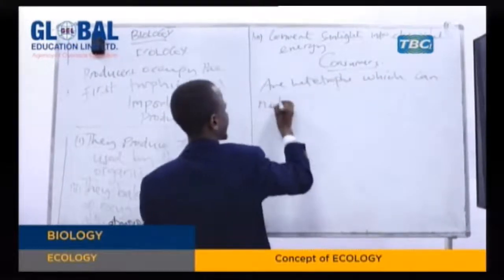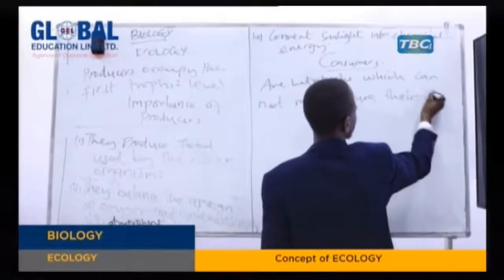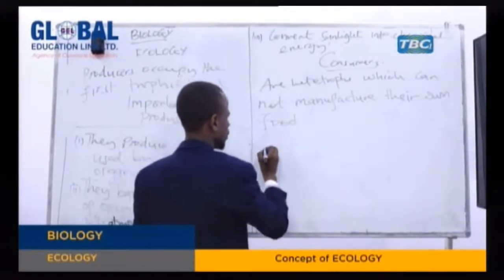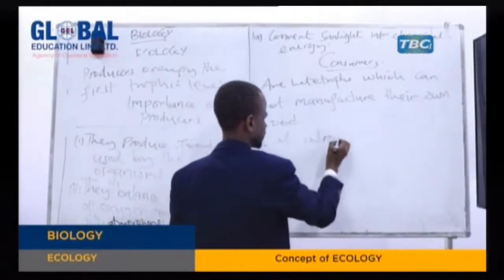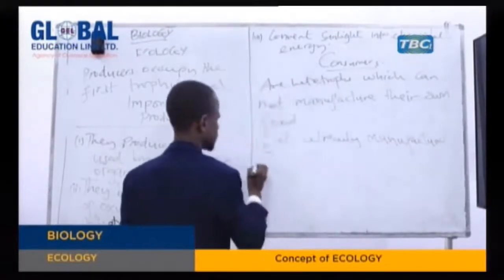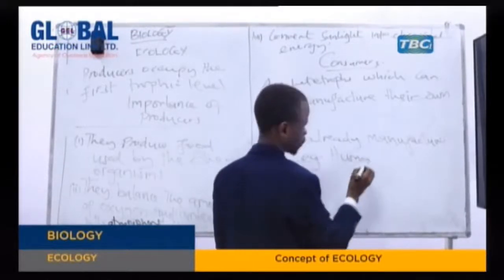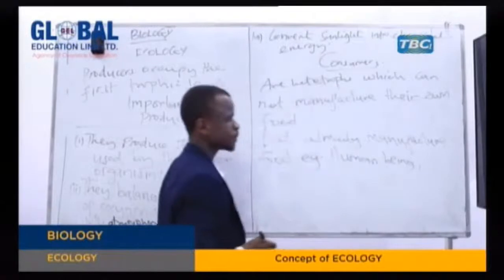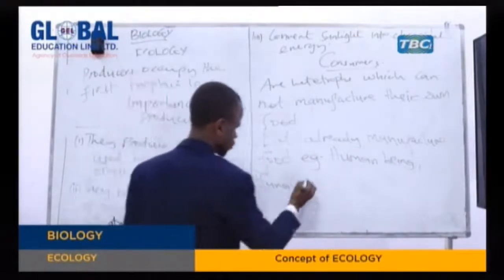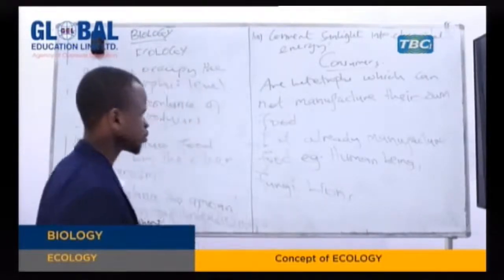They cannot manufacture their own food. Consumers eat already manufactured food substance. Take an example, human being, we are consumers. Fungi are consumers, lion are consumers. These are biotic components which depend on other organisms to feed on.